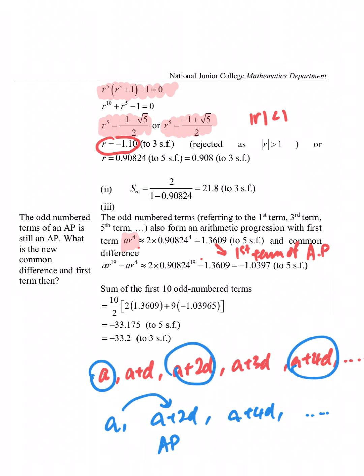So let's relate back to this question. If I'm lifting up only the odd-numbered terms, the common difference will be 2 times the original common difference, which means I should use the third term of the AP minus the first term of the AP to obtain the common difference of the odd-numbered terms. And in this case, I obtain negative 1.0397. So applying the S_n formula, I will be able to obtain the sum of the first 10 odd-numbered terms.